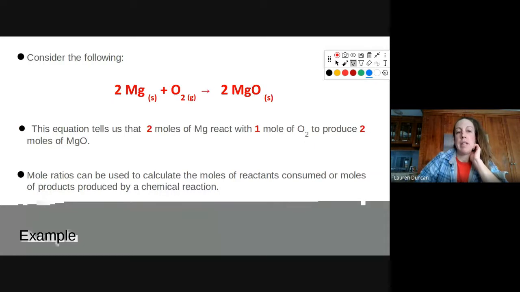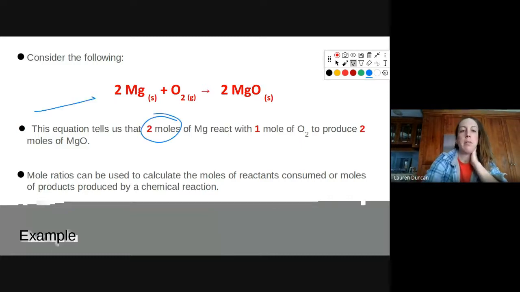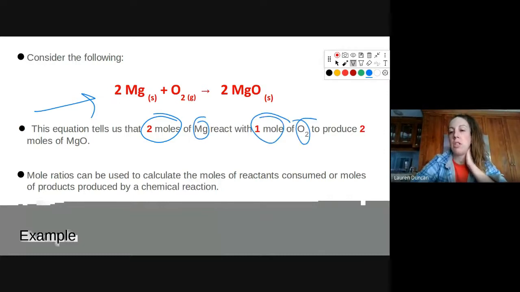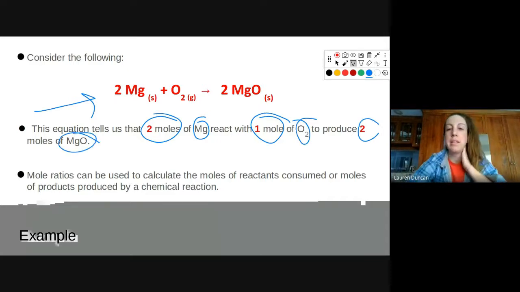I think I talked about a lot of this already. I don't remember if you have to fill this in your notes, but what we're saying is those coefficients, we think of them in terms of moles. This balanced chemical equation tells us that for every 2 moles of magnesium we react with 1 mole of oxygen, we make 2 moles of magnesium oxide.